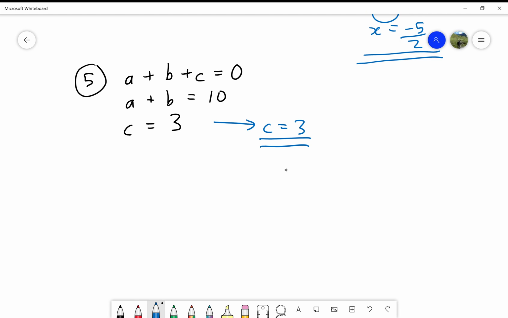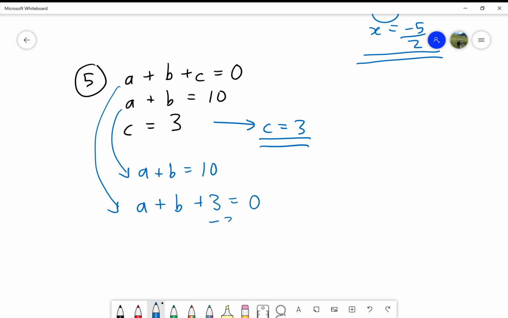Well, we obviously need to find out what A and B are. So we've got A plus B equals 10. I'm literally rewriting that. There's no benefit. And then I've got A plus B plus 3 equals 0. So if I then minus 3 from both sides, I get A plus B equals minus 3. Okay, what does that tell us?